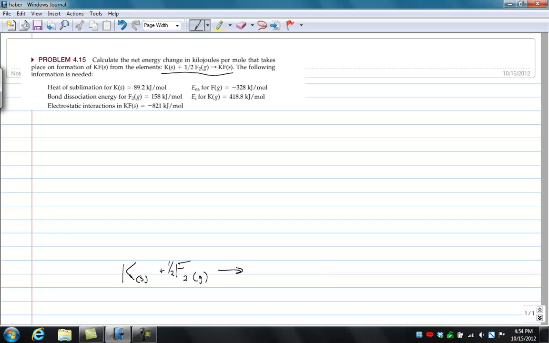But first we need to get everything so that we can do that. And so the first thing we're going to need to do is change the potassium from solid to gas, and we call that sublimation. And the next thing we need to do is change that potassium as a gas into potassium as a gaseous ion, and that's the ionization energy.